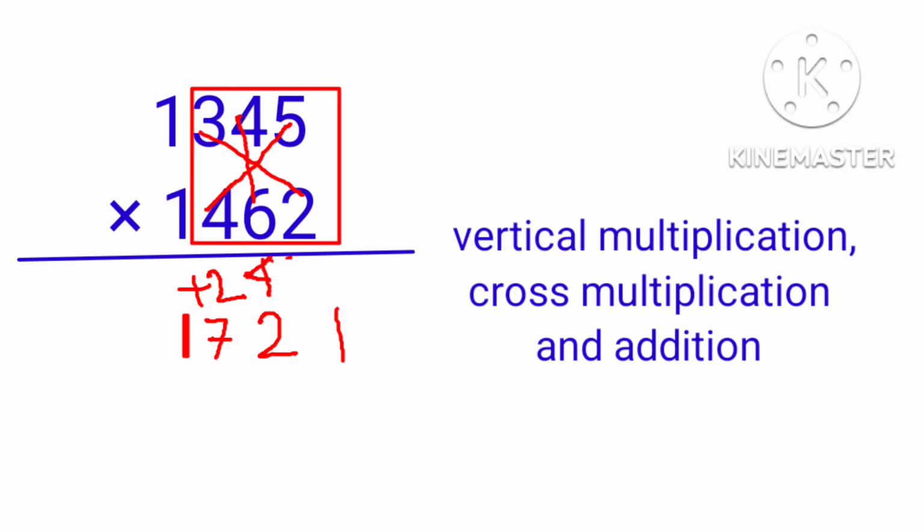Now take 3 pairs, that means 6 digits. 3 twos are 6, 5 fours are 20. 6 plus 20 is equal to 26. Now 4 sixes vertically, 4 sixes are 24. Now 26 plus 24 is equal to 50. So write down 0 and carry 5.